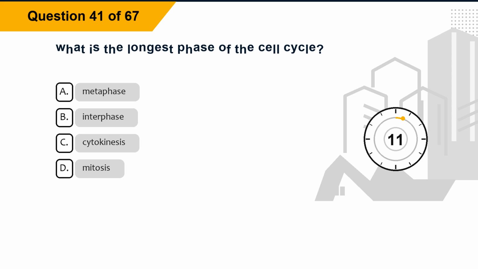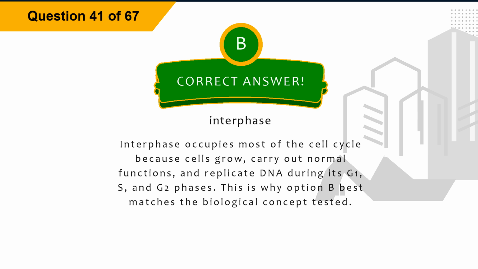Question 41. What is the longest phase of the cell cycle? Option A, metaphase. Option B, interphase. Option C, cytokinesis. Option D, mitosis. The correct answer is option B, interphase. Explanation. Interphase occupies most of the cell cycle because cells grow, carry out normal functions, and replicate DNA during its G1, S, and G2 phases. This is why option B best matches the biological concept tested.